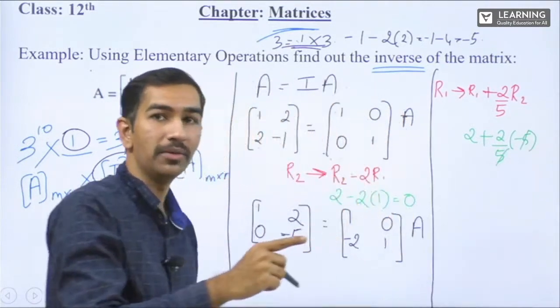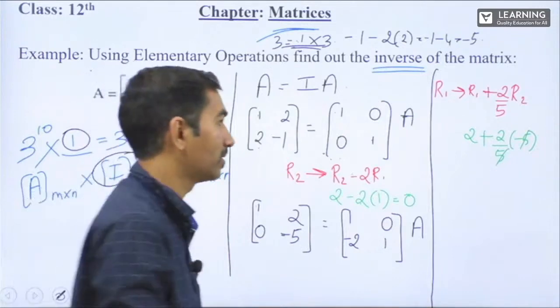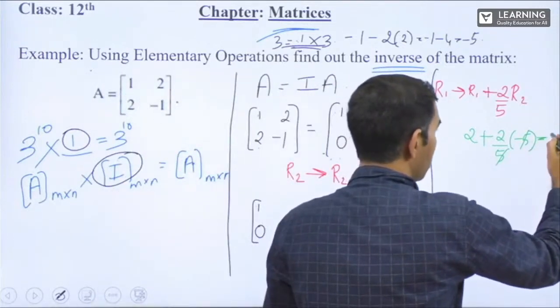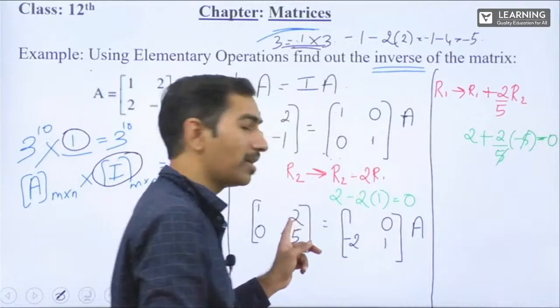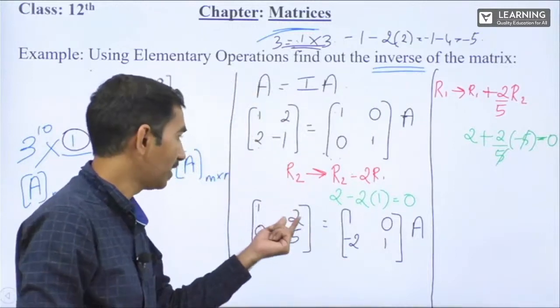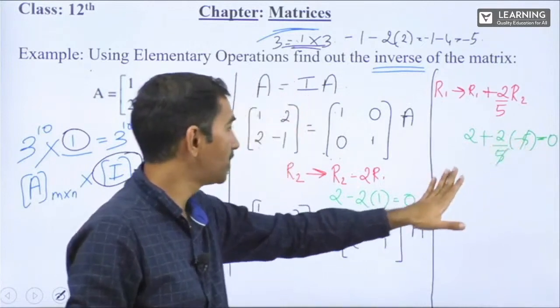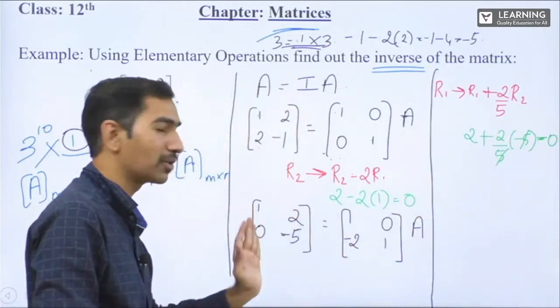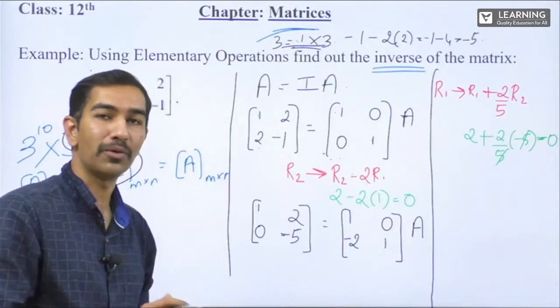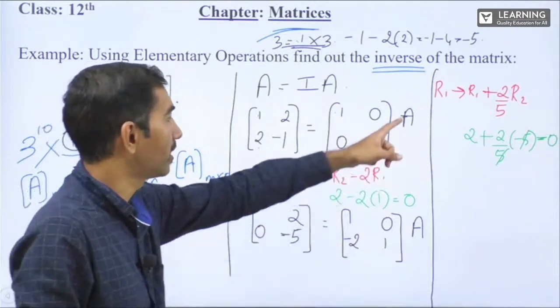It will be 2 minus 2. What is 2 minus 2? 0. So which is equal to 0. So I got 0 here, right? So if you want anything, you can use any combination of row transformations. But the objective is very simple. You have to get the identity matrix on the left hand side. Use as many row transformations as you want. So this is the correct row transformation.